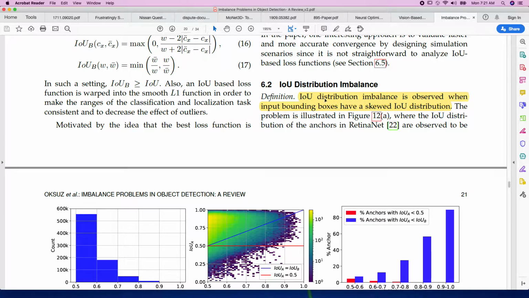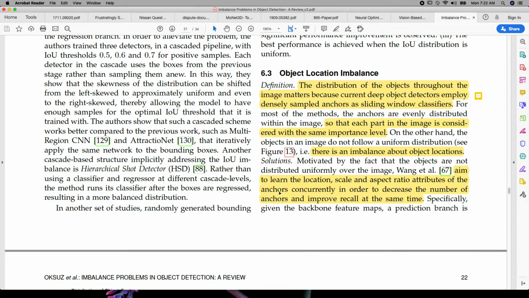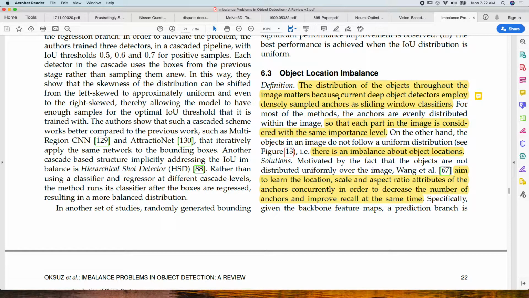Then you have IOU distribution imbalance, which is observed when the input bounding boxes have a skewed IOU distribution. Object location imbalance is another interesting one. The distribution of the objects throughout the image matters. Why?